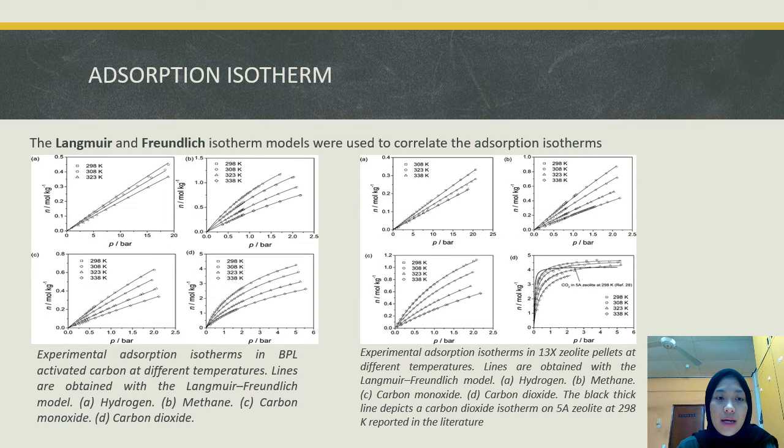Next, we need to determine the adsorption isotherm. For the adsorption isotherm, the Langmuir and Freundlich isotherm models were used to correlate the adsorption isotherms. From the data and information we gained from the articles, it was found that the Langmuir model showed the best fit for zeolite 13X, and the Freundlich model provided an excellent fit with activated carbon. This is the picture of the experimental adsorption isotherms in BPL activated carbon at different temperatures. A is the adsorption of hydrogen, B is adsorption of methane, C is for carbon monoxide, and D is for carbon dioxide. The other picture shows the experimental adsorption isotherms in 13X zeolite at different temperatures.